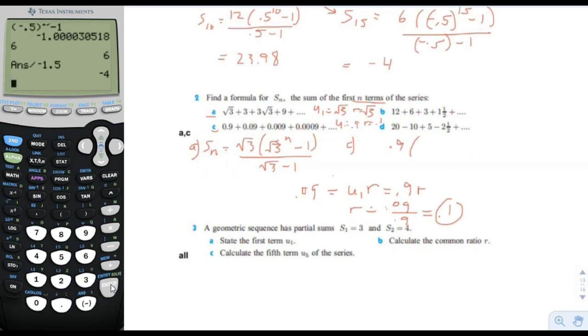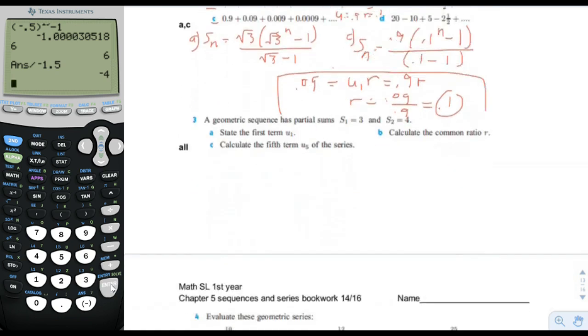And then the r value is 0.1. And the r value, again, is 0.1 here. Okay? So that is the formula for S sub n.